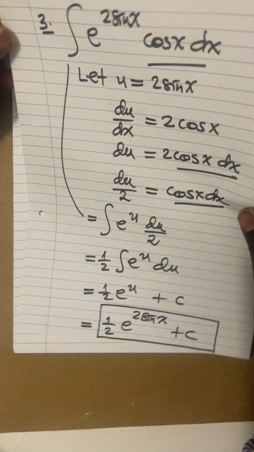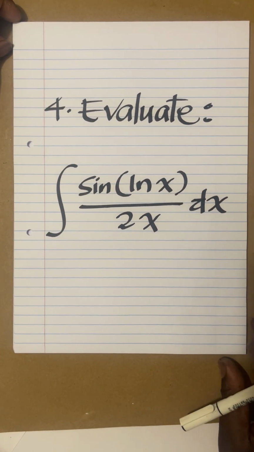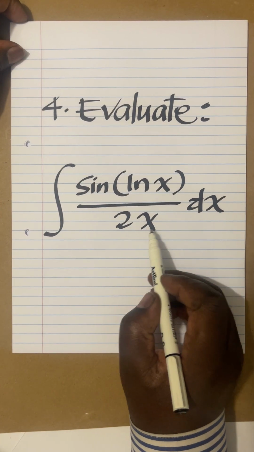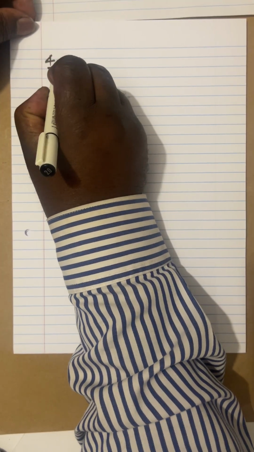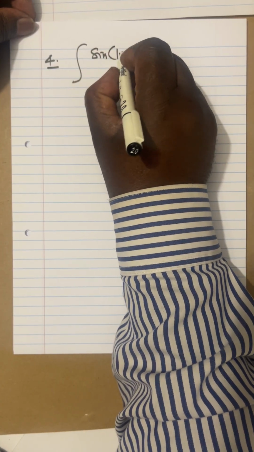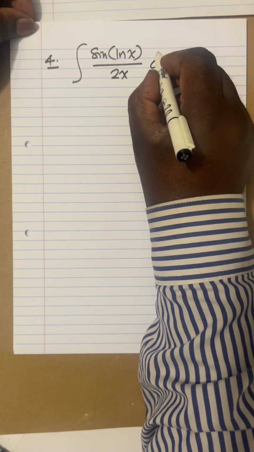Our integral number 4 for today is this one. Right, we're supposed to evaluate the integral of sine of natural log of x over 2x dx. So let's capture this as quickly as we can. Number 4, we are saying the integral of sine of natural log of x all over 2x dx.